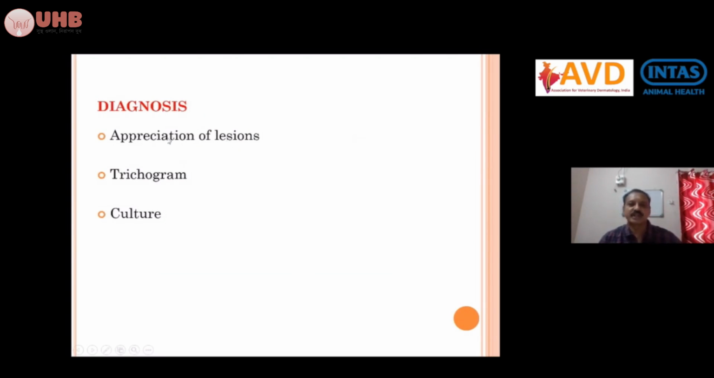The diagnosis is based on appreciation of the lesions, trichogram and culture. Appreciation of lesions means seeing the clinical signs. For trichogram, you can pluck a hair, put it on a slide with a drop of liquid paraffin and evaluate. You can see fungal hyphae at the base of the hairs or on the side of the hair material, and you can also go for culture and sensitivity examination.